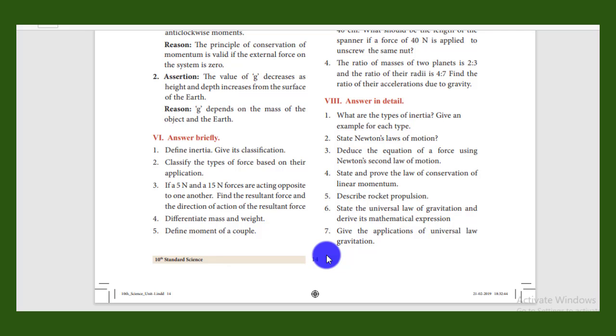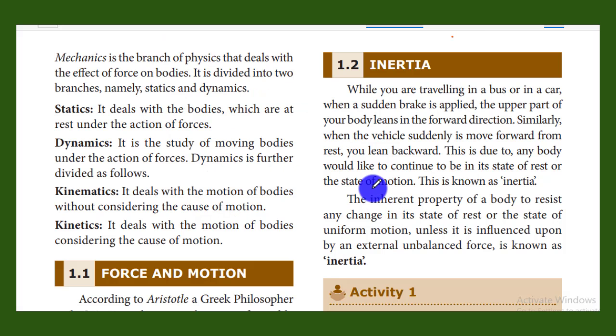In this session, I will give you the book back questions of class 10 science answers briefly. First question is define inertia, give its classification. How can we define inertia? The inherent property of a body to resist any change in its state of rest or the state of uniform motion unless it is influenced upon by an external unbalanced force is known as inertia.